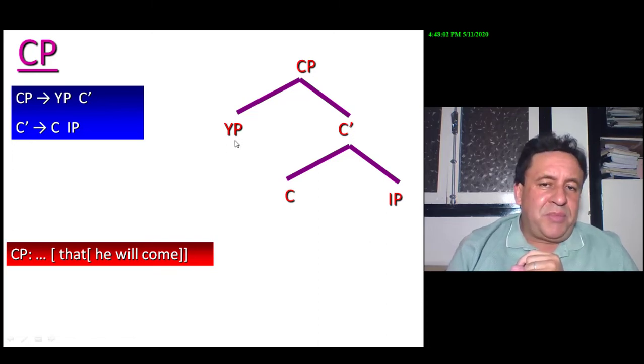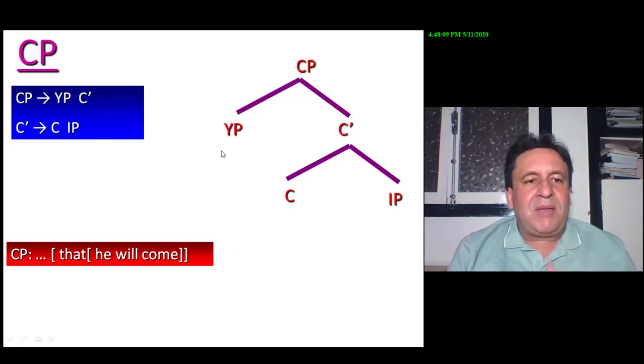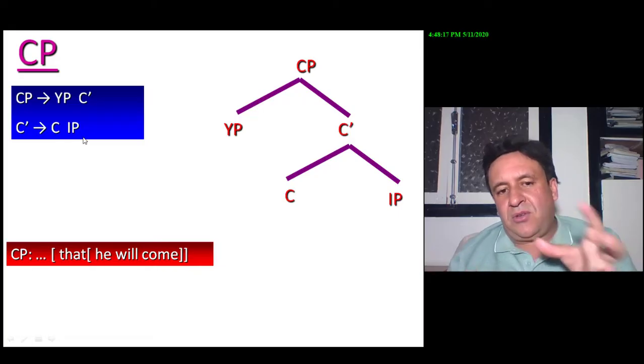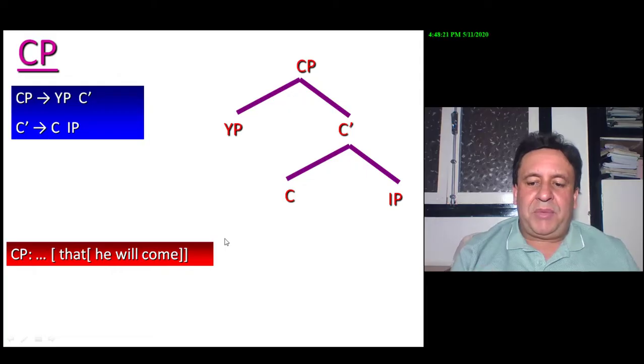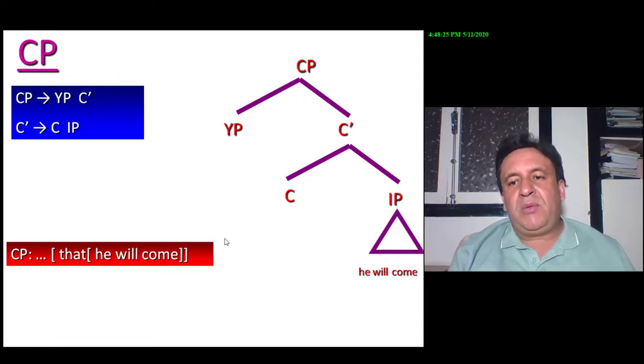I will come back to this YP because you may be wondering right now what we should put in here, what it stands for. I will come back to it in a moment. Then we have C bar that rewrites as C IP: C, and the complement of which is the whole sentence, "he will come", that we called IP. And I will explain to you why we call it IP, okay? So in "he will come", C is "that".